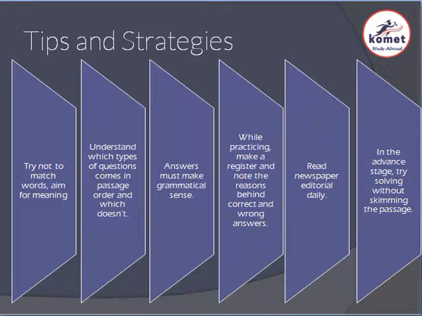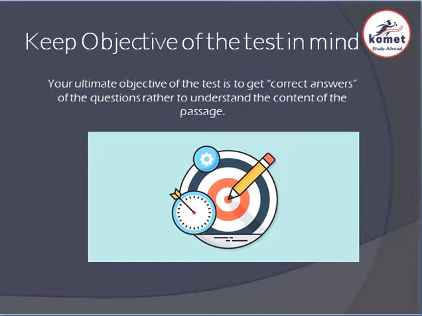So you should make a register. But if you're not able to make a register for everything, at least try to make one for the wrong answers. But when you analyze, you should analyze both right and wrong answers, so that you understand why even a right answer is right. Because sometimes we just guess and get a correct answer. So we need to understand why we are making those particular choices.